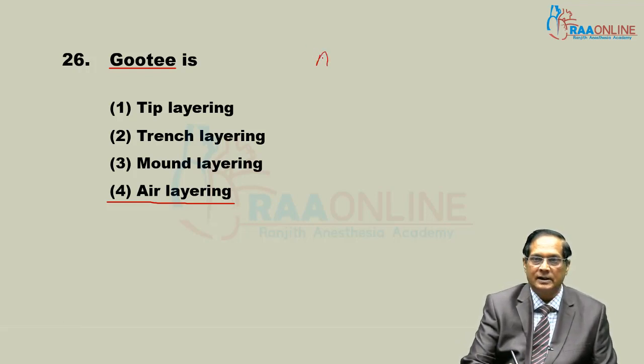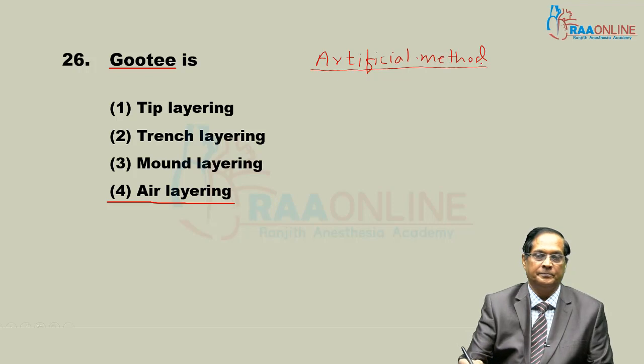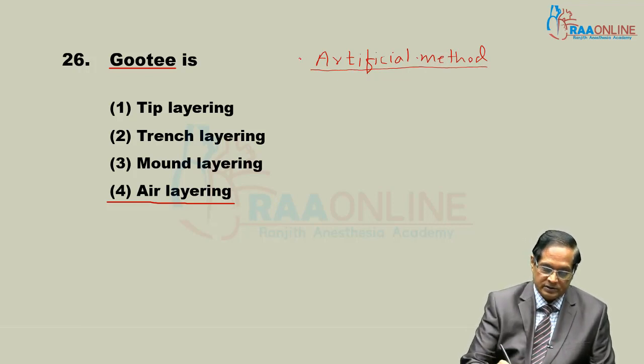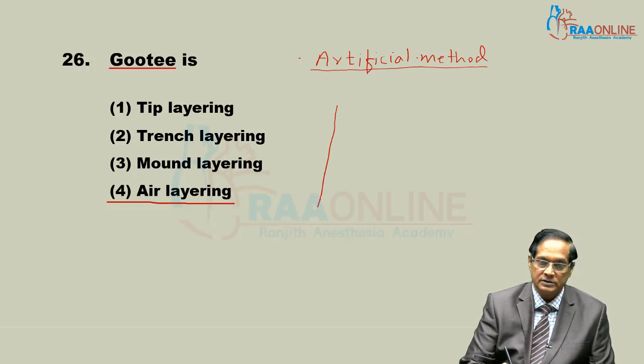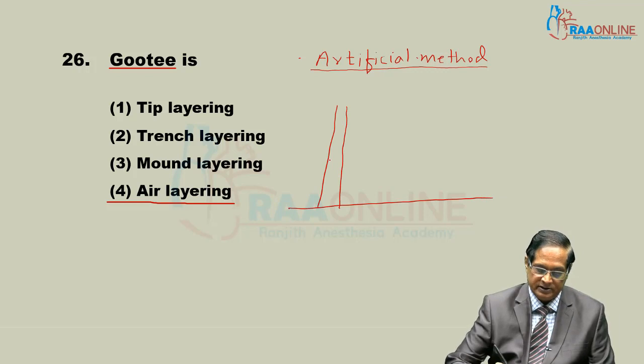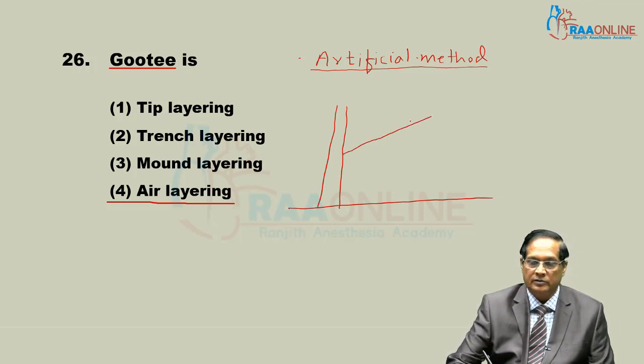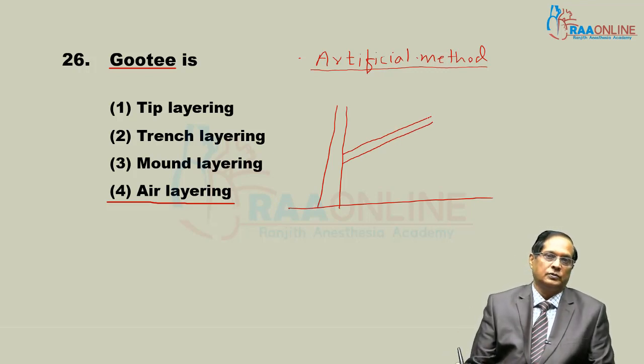Layering is an artificial method of vegetative propagation. In the layering process, a particular branch is selected, suppose this one, and this branch is used to form a new plant.